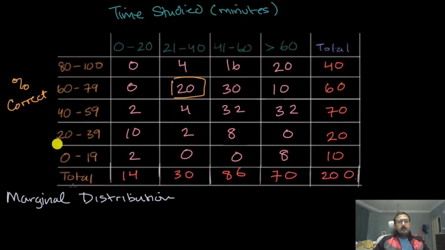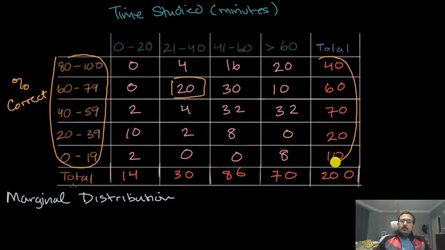So for example, if you wanted to figure out the marginal distribution of the percent correct, what you could do is look at the total of these rows. So these counts right over here give you the marginal distribution of the percent correct. 40 out of the 200 got between 80 and 100. 60 out of the 200 got between 60 and 79, so on and so forth.